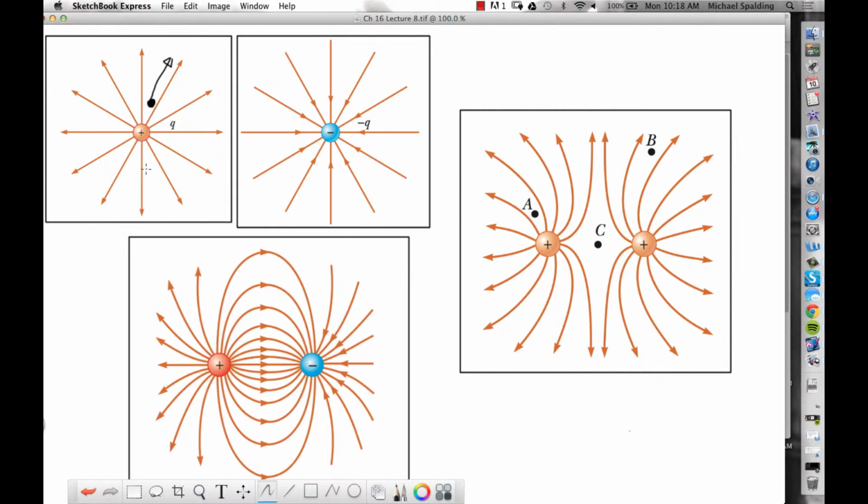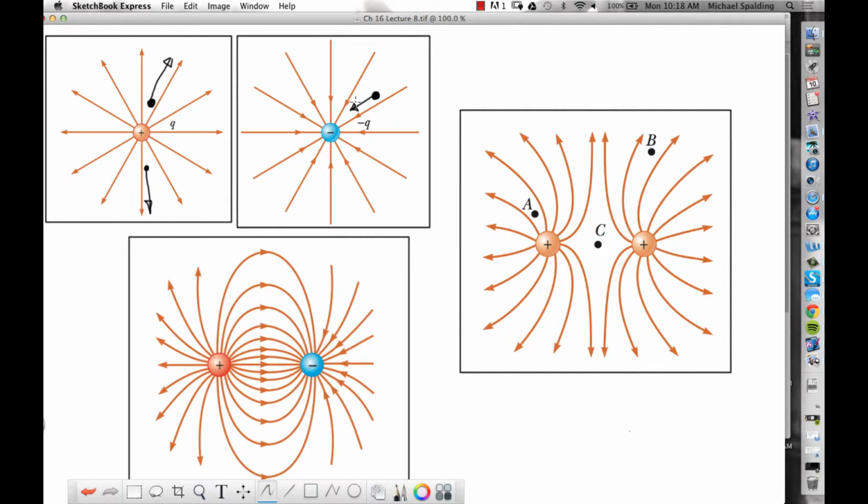What if you stick a little positive guy right here? He's going to go that way. That's the direction of the electric field. Same thing for a big negative. If you stick a little positive guy right here, which way is he going to go? That way. The direction of the electric field is the direction of force on a little positive guy.